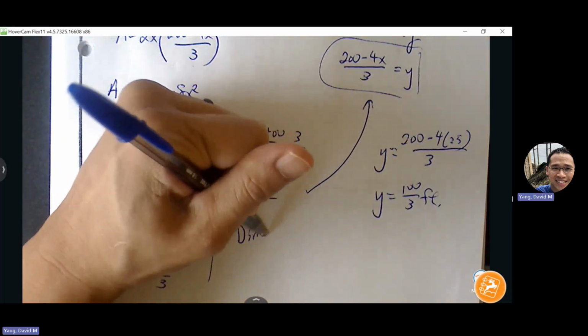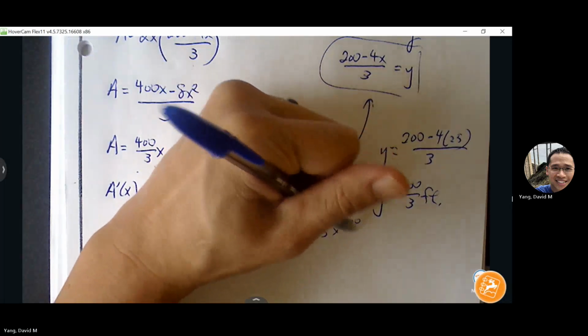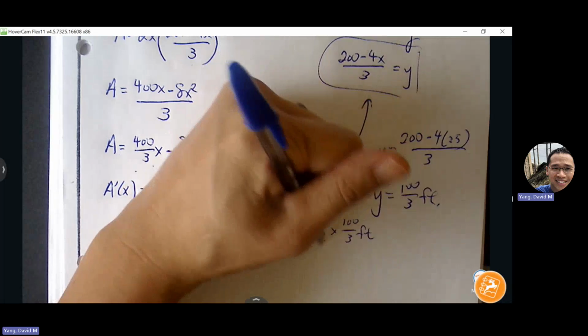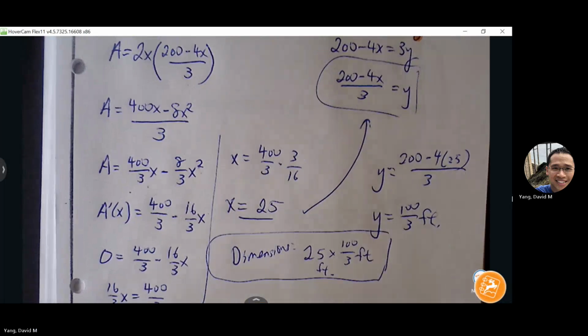So my dimensions are 25 feet by 100 over 3 feet. Wait, so where are the dimensions in there? You need to write it out that way, right? Yeah, yeah.